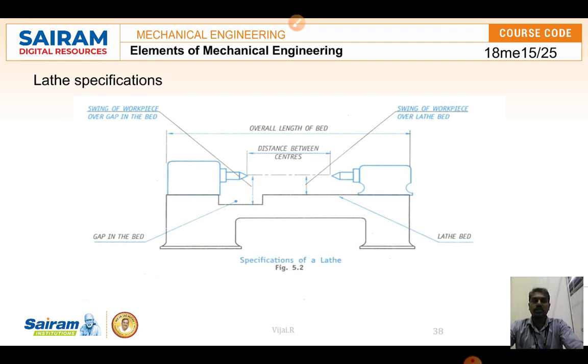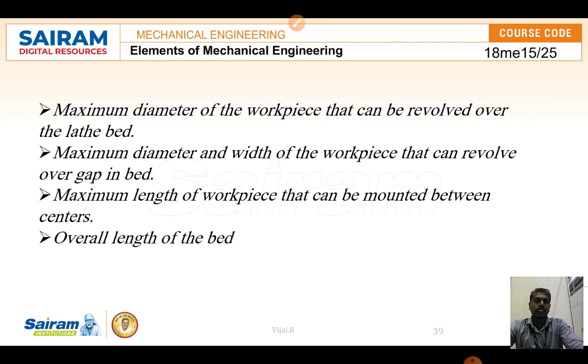These are all the lathe specifications, where we can see the size of the entire lathe, the overall length of the bed, so that we can locate it in a place. We specify the overall length of the bed and the distance between the two centers, so how much length of component can be held, and the swing of the workpiece. And if you have a chuck or spindle there, what is the swing diameter in the gap of the bed; all these things we have to specify. This is called the specifications.